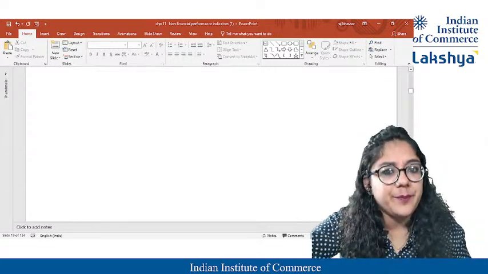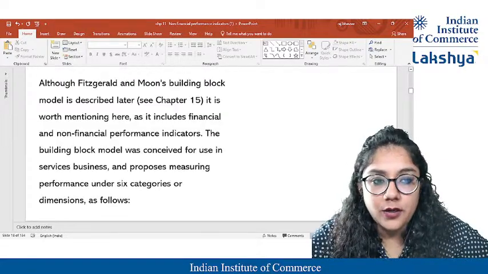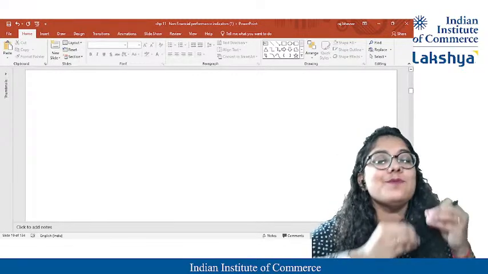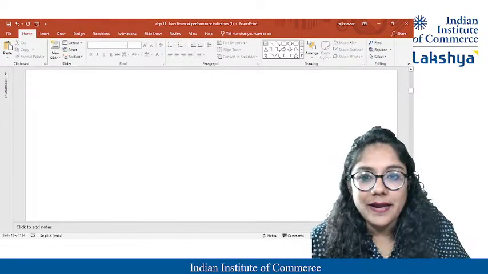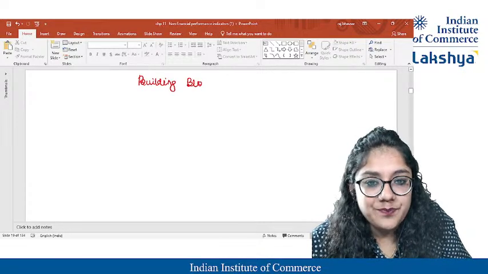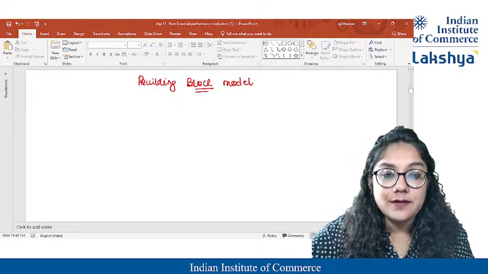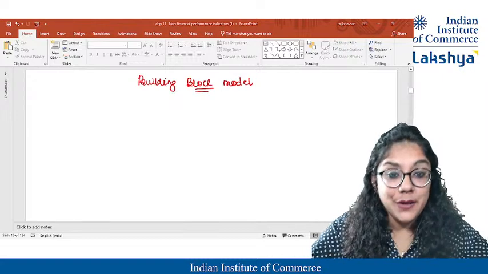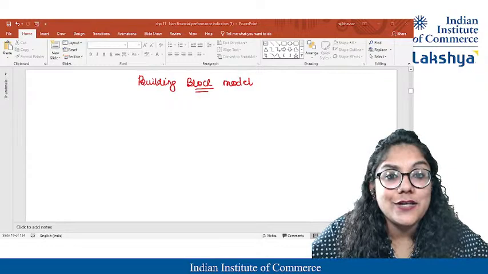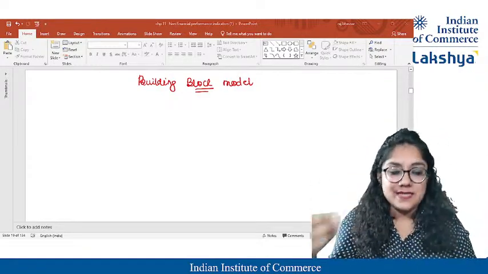So what's BBM? See, I'll try to make it very easy. Certain concepts are there in this chapter, certain concepts are there in the previous chapter, but we are going to have a small overview first and then we'll go ahead. So it's known as the building block model. Over here, this is a model which has been given by Moon and Fitzgerald, and mainly they are considering the measurement of performance of which industry? It's the service industry.